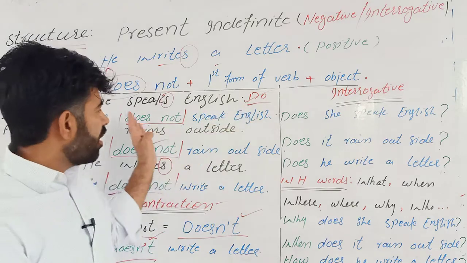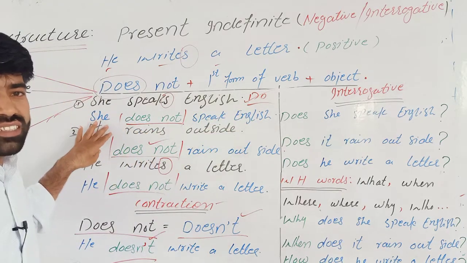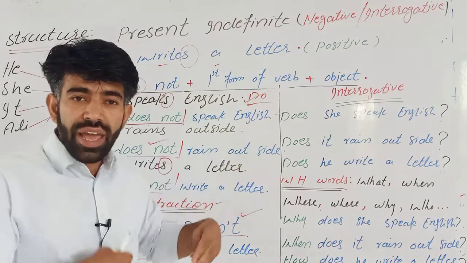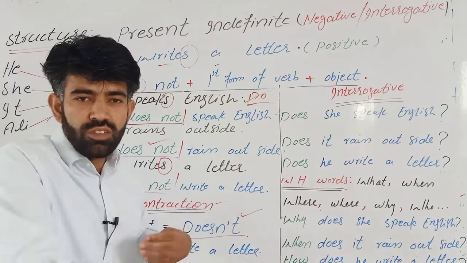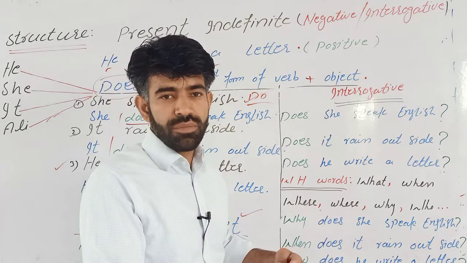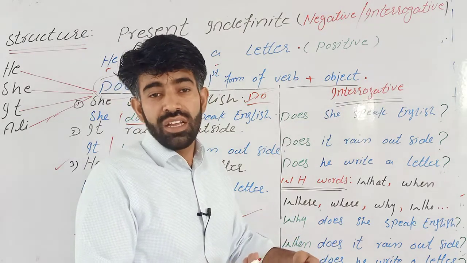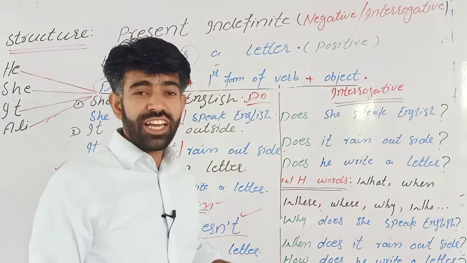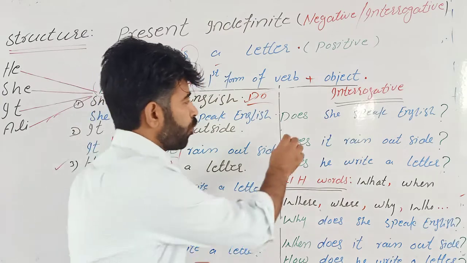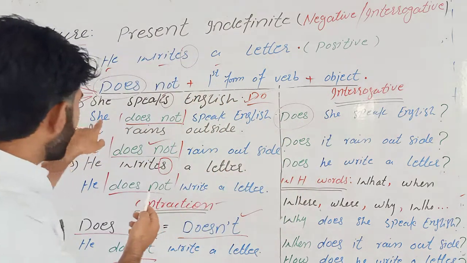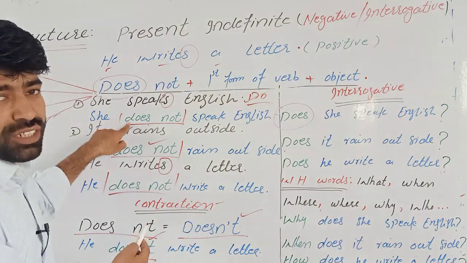So here we learned how to make negative sentences of present indefinite tense, and now we are going to learn how to ask questions, how to interrogate. This is interrogation: we ask someone about something, we inquire about something. For that purpose, what do we bring? This is the helping verb, right? We had it right after the subject of the sentence.